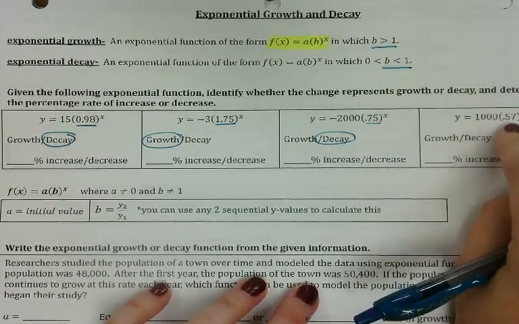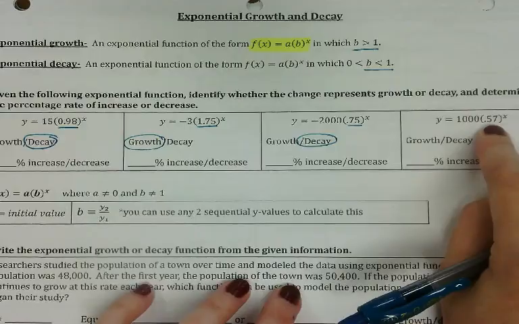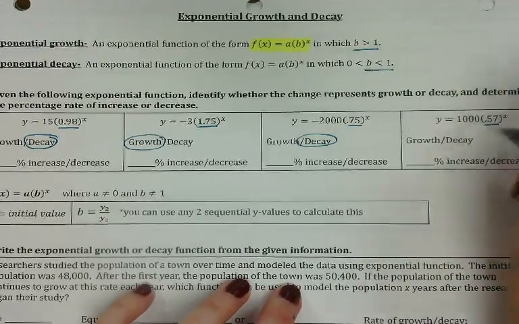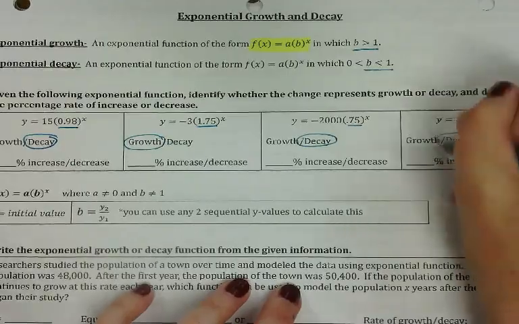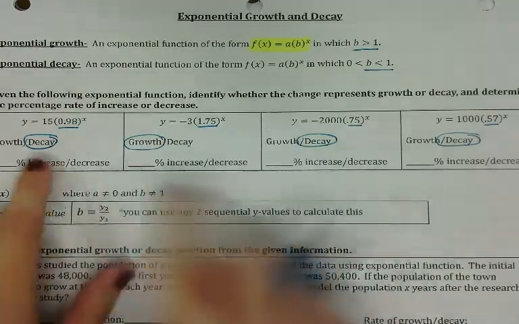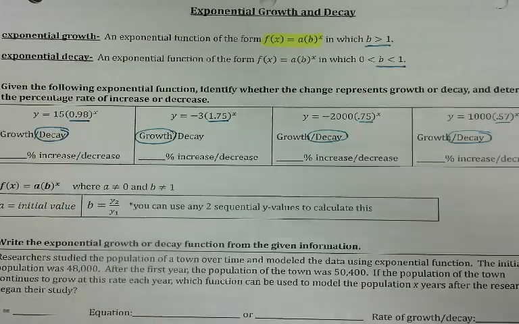So, Jude, help me out. 0.57. Is that going to be growth or decay? Decay. Why is it decay? Yeah, it's less than 1, right? You could see it as 0.57. So first things first, always look at an equation and say, is that growth or decay?